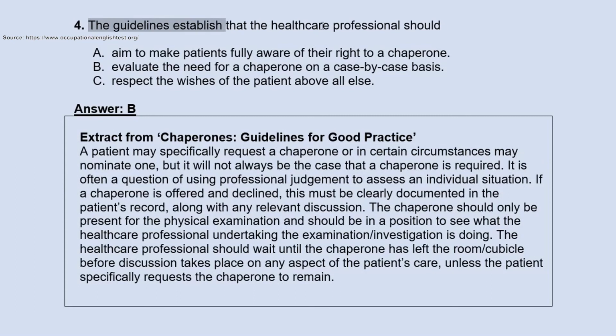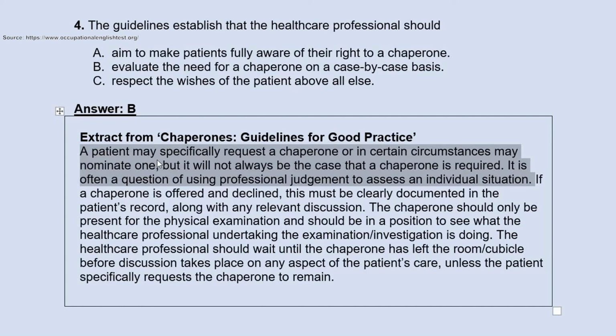Question number 4. The guidelines establish that the healthcare professional should. The answer for this question is option B. Option B says, evaluate the need for a chaperone on a case-by-case basis. As we go through the paragraph, we can find that in the initial portion, a patient may specifically request a chaperone or in certain circumstances may nominate one, but it will not always be the case that a chaperone is required. It is often a question of using professional judgment to assess an individual situation, which means the healthcare professional should decide if a chaperone is necessary by assessing each case individually.